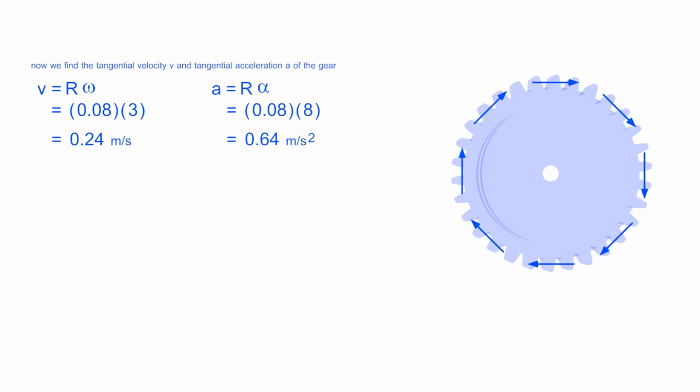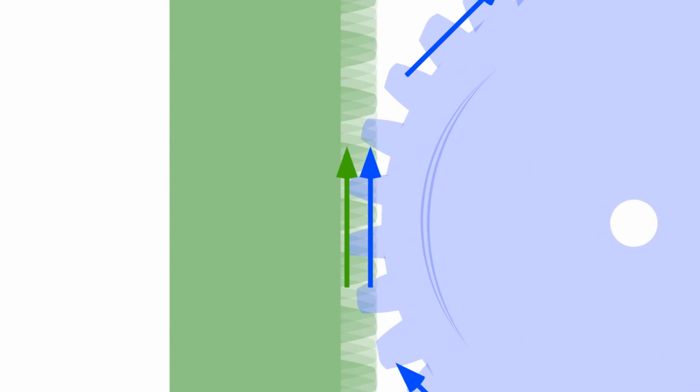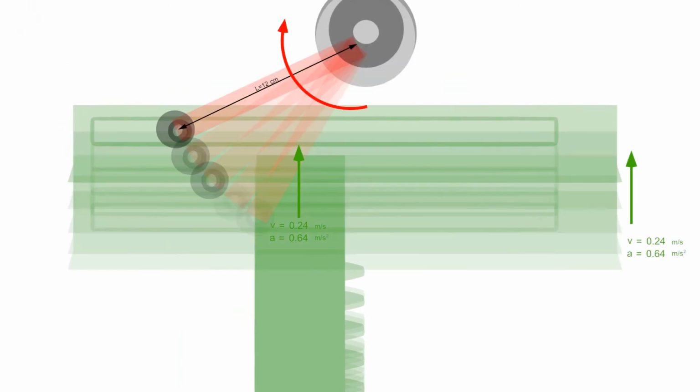Notice how the blue arrows follow the tangent of the circle of the gear. Notice that at the contact point, both parts share the same speed and same acceleration. At this stage, we know the velocity and acceleration of the green T section.